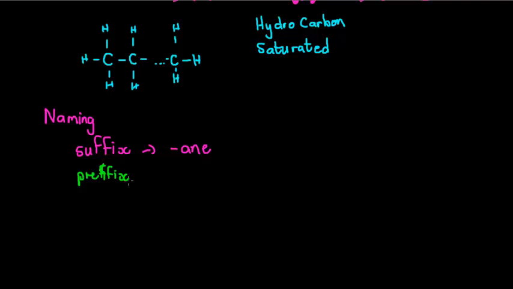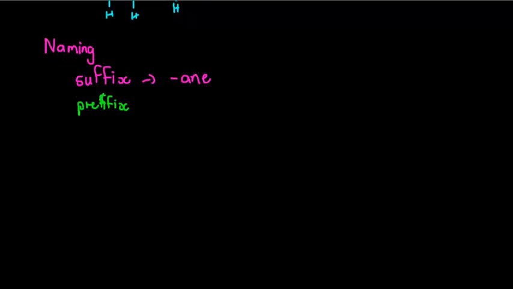Now, the prefix that comes in front of the "ane" depends on the number of carbons that we have. For example, if there's only 1 carbon, we use the prefix "meth", 2 is "eth", and this is not just true for the alkanes. This is true for all the organic compounds that we're going to learn how to name. All of them are going to depend on the length of the longest carbon chain. Meth, eth. The next one is prop, for 4, but. Okay, actually but.